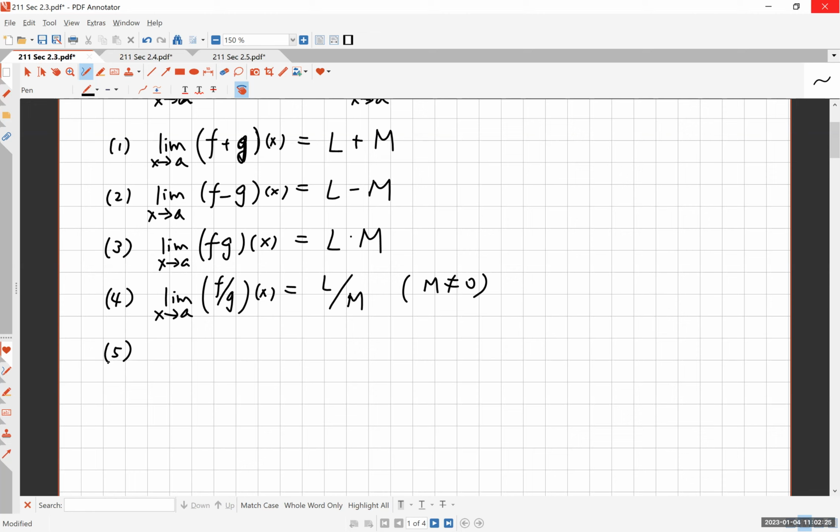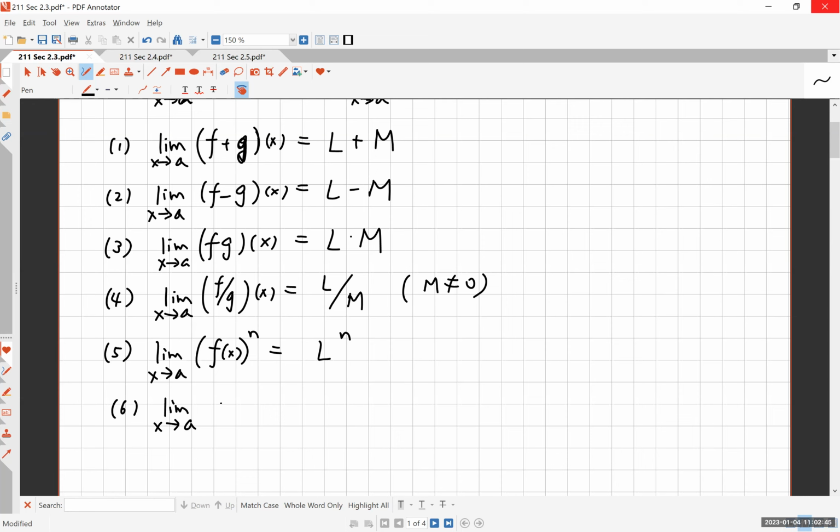All right. What happens if you take the limit of one of these functions, let's say f, and then raise it to the power of n? Again, not surprisingly, the answer is going to be the limit raised to the nth power. So far, no surprise.